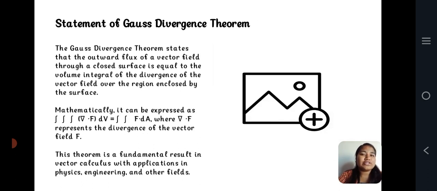Statement of Gauss divergence theorem. The Gauss divergence theorem states that the outward flux of a vector field through a closed surface is equal to the volume integral of the divergence of the vector field over the region enclosed by the surface. Mathematically, it can be expressed as triple integral of ∇·F dV equals double integral of F·dA, where ∇·F represents the divergence of the vector field F. This theorem is a fundamental result in vector calculus with applications in physics, engineering, and other fields.